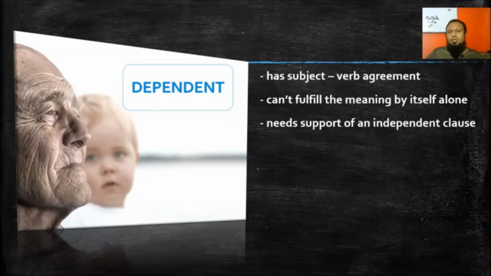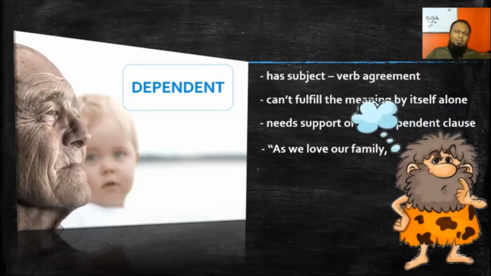Okay, it's not complete by itself. It needs support of an independent clause, like "as we love our family." If I tell this to you, as we love our family, what does that mean? Yeah, we have a desire to know more. Then what? As we love our family, then what?